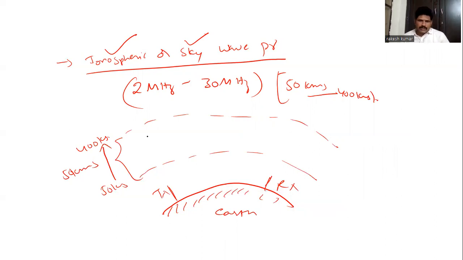Any signal that enters the ionosphere is reflected and bent back and comes to the receiver. In the coming classes we will study how the wave gets bent back in the ionosphere and comes to the Earth surface. Which signals will bend back? Those frequency signals less than 30 megahertz. From here to here is the ionosphere layer.